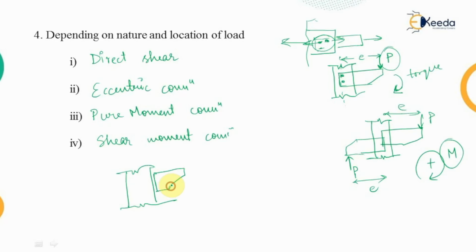So if a connection is provided in such a way that a column is connected in a plane perpendicular to the plane of the load, then that type of connection will be experiencing a direct shear force, because if we transfer this P force at some eccentricity to the joint, then it will be transferring a force and it will be transferring a moment. So because of the force, each bolt will be subjected to a shear force, and because of the moment, each bolt will be subjected to the tensile force or the compressive force. Therefore, that type of connection is known as the shear moment connection.